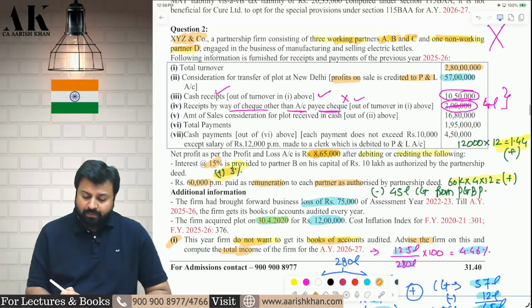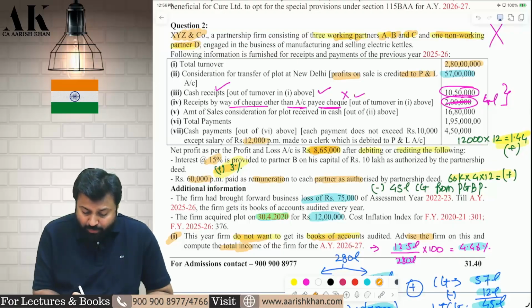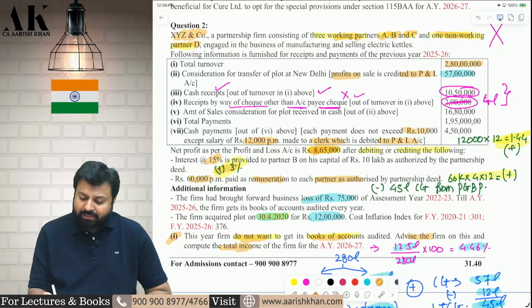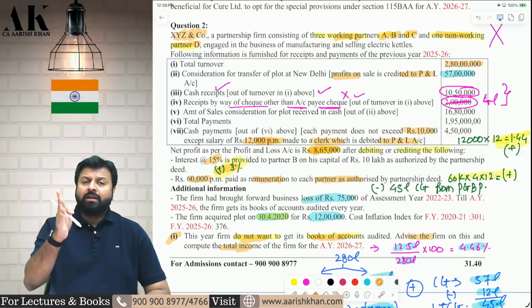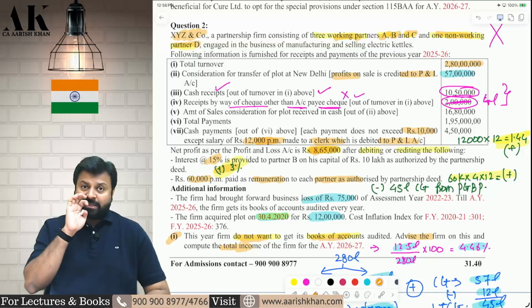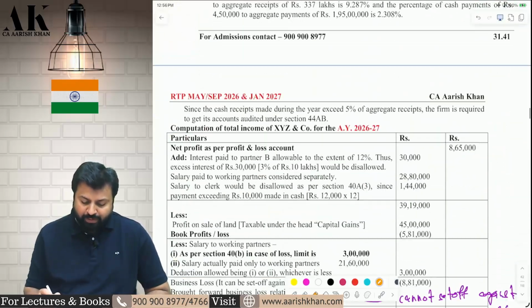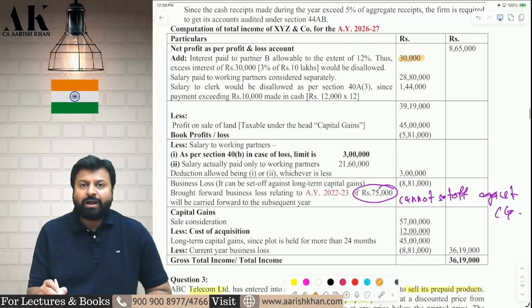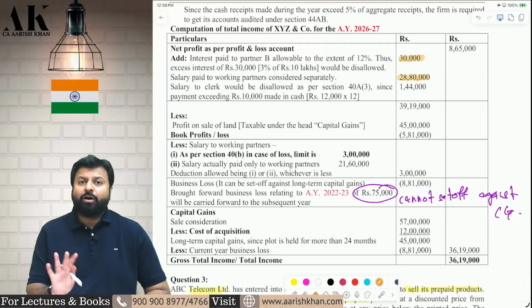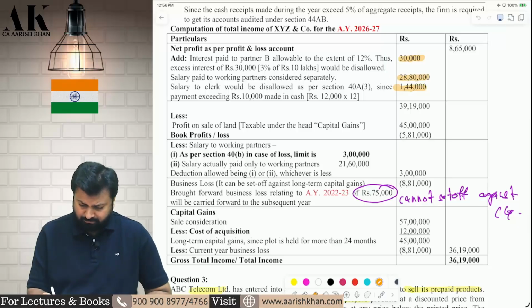Then, sir, one more item. You are making some payment of 12,000 rupees cash payment to a clerk which is debited to P&L. Rest all does not exceed 10,000, but clerk payment is exceeding 10,000. So 12,000 into 12 will come to 1,44,000. So 4 adjustments you are supposed to make. The interest you have to add back 3%. Remuneration you have to add back all 4 partners. Clerk salary you have to add back 1,44,000, and then you have to reduce your capital gains of 45 lakhs.